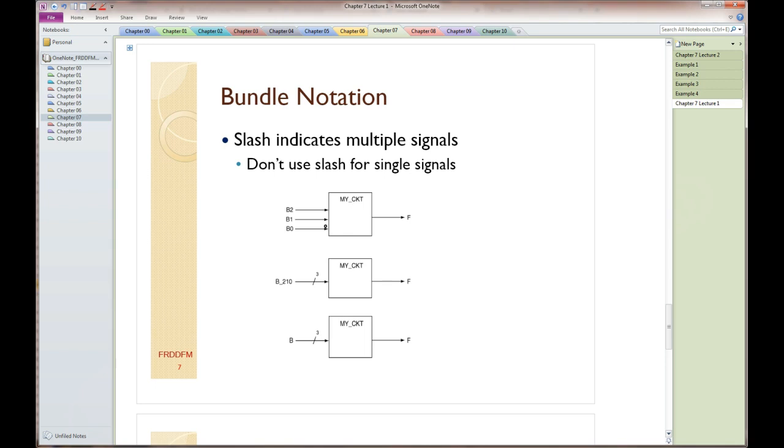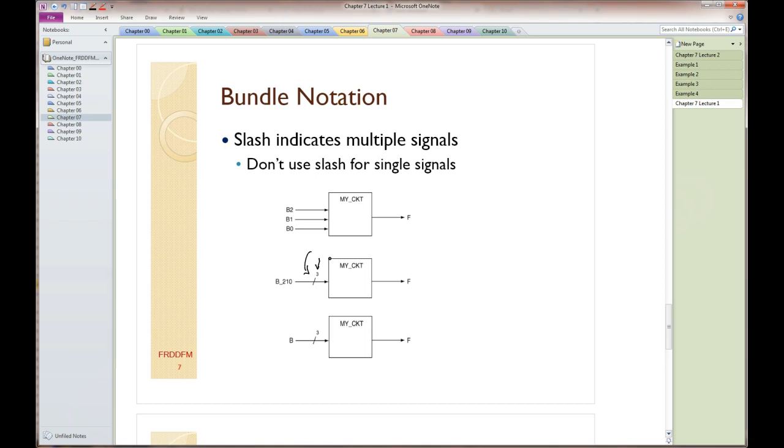Bundle notation is something we've seen before, we've hinted at. Here's an example of it. Essentially this bundle notation uses a slash in the signal here. You can see the slash in there to indicate that that signal is actually comprised of multiple signals. This little number here indicates how many signals are in that bundle.